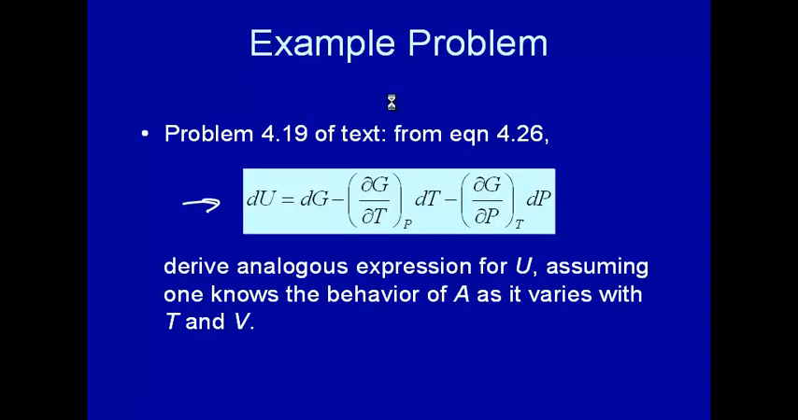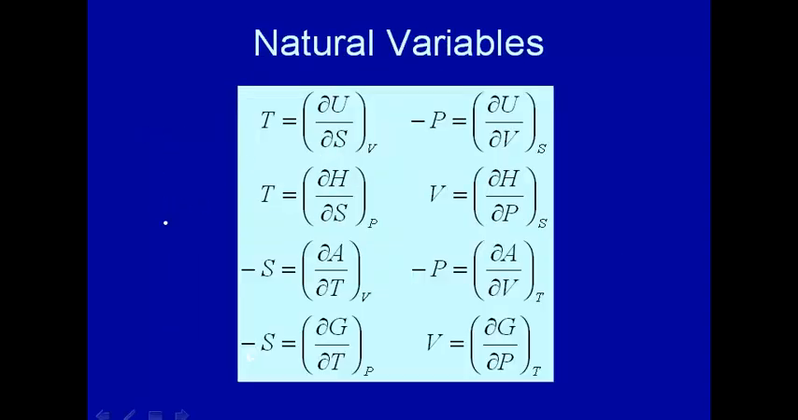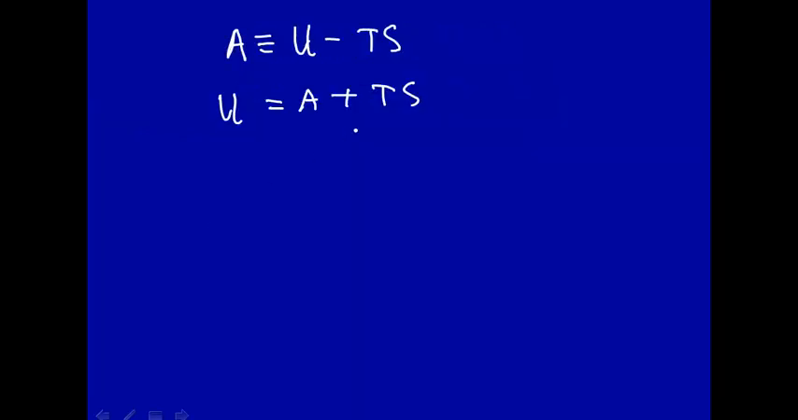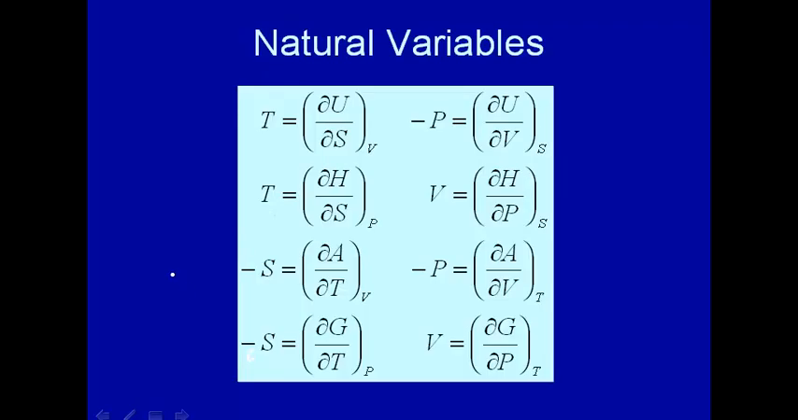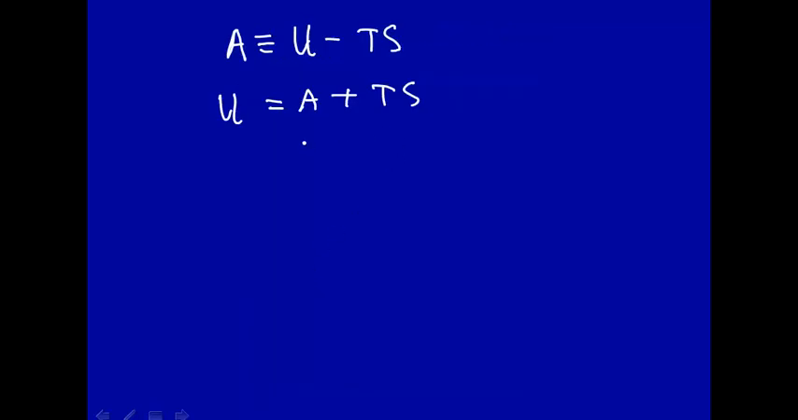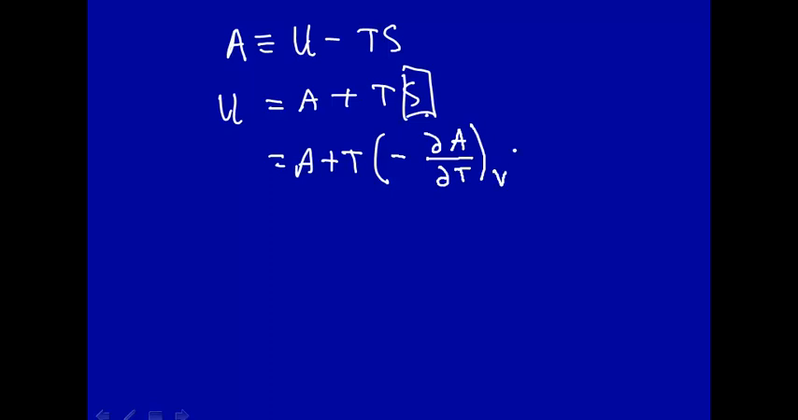All right, let's go back to our handy-dandy table. Here is A, and what do we have there? We have a T and an S. It looks like we're going to take a derivative with respect to temperature. Minus S is how A changes with temperature at constant volume. So we're going to isolate that. U is equal to A plus T, and don't forget there was a minus sign there, how A changes with temperature at constant volume.